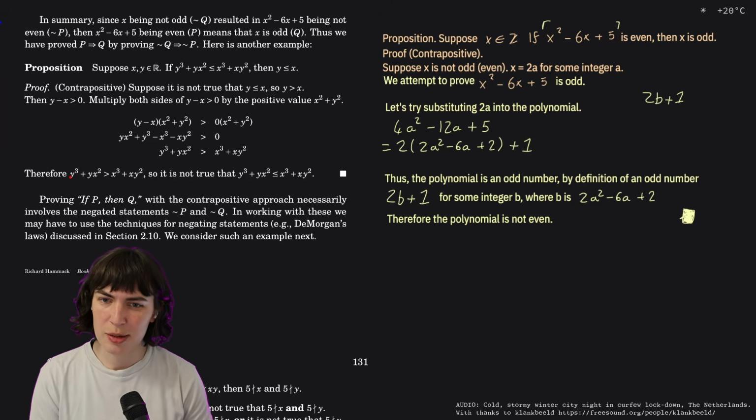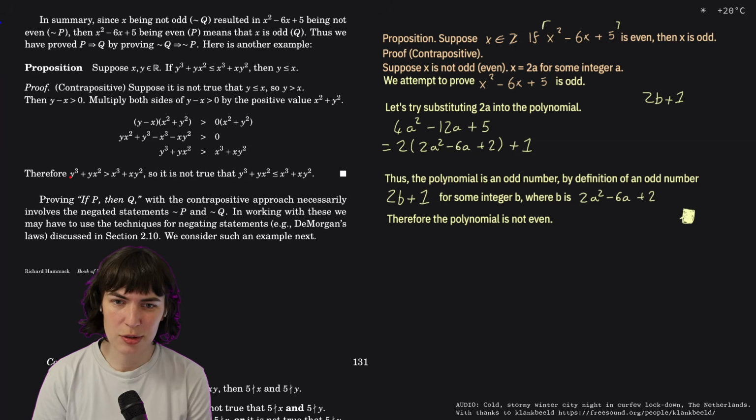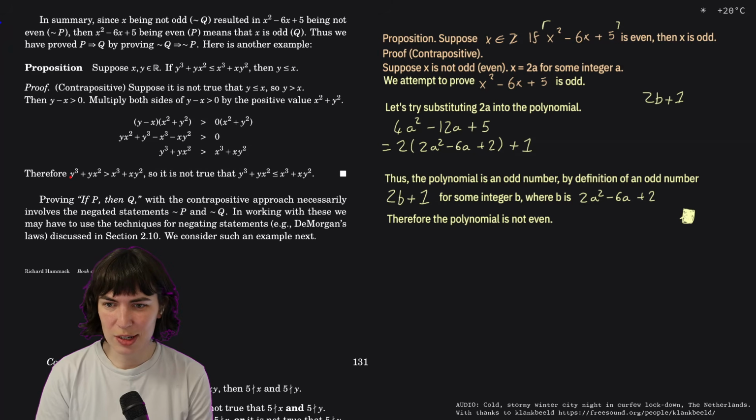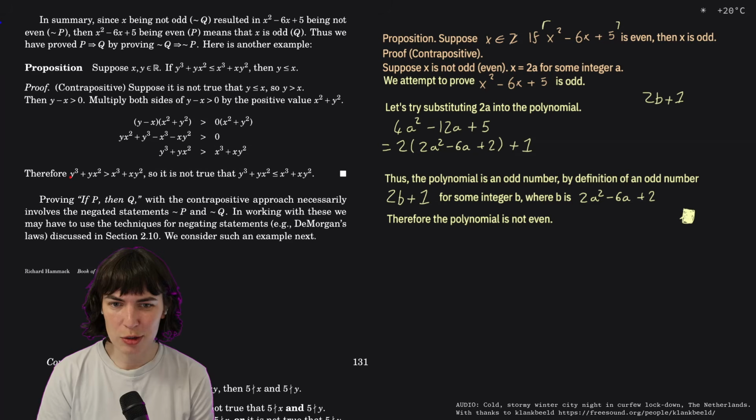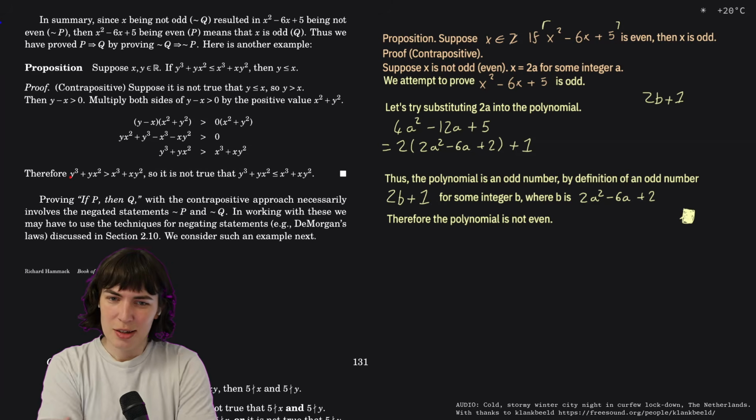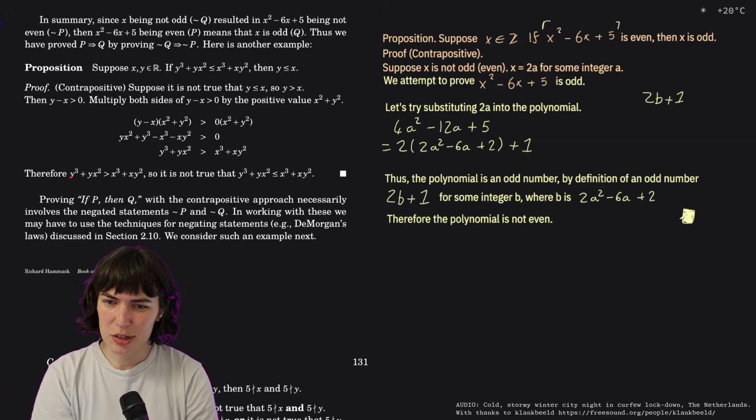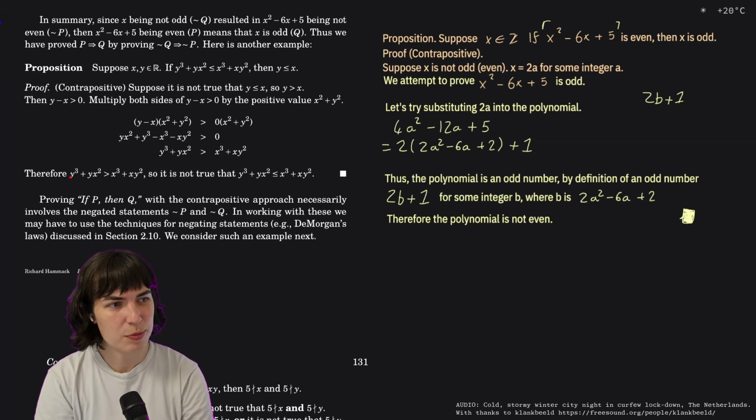Therefore, not Q. Yeah, fine. So it's not true that, yeah. Proving if P then Q with the contrapositive approach necessarily involves the negated statements not P and not Q. In working with these, we may have to use the techniques for negating statements, for example, De Morgan's laws discussed in section 2.10. We'll consider such an example next.